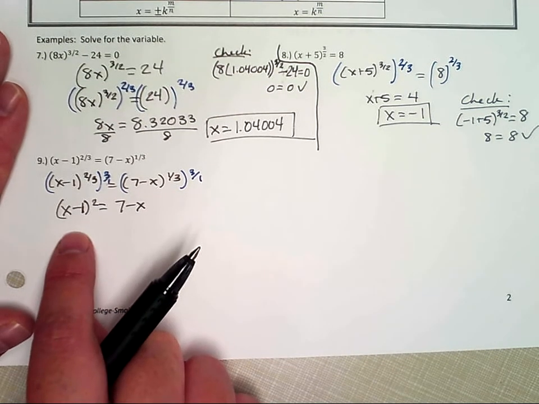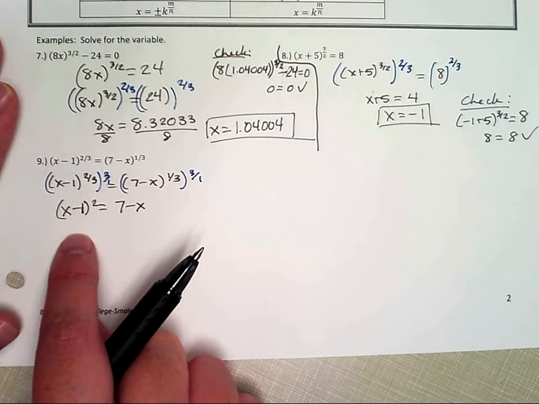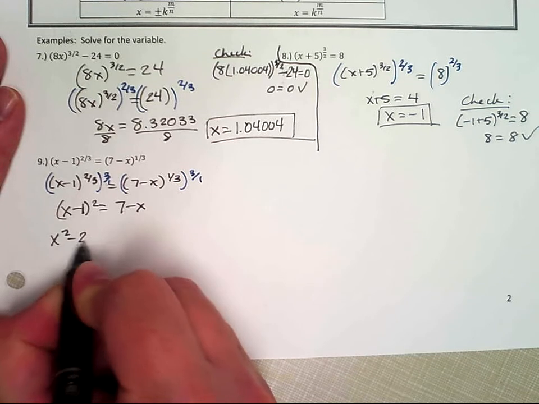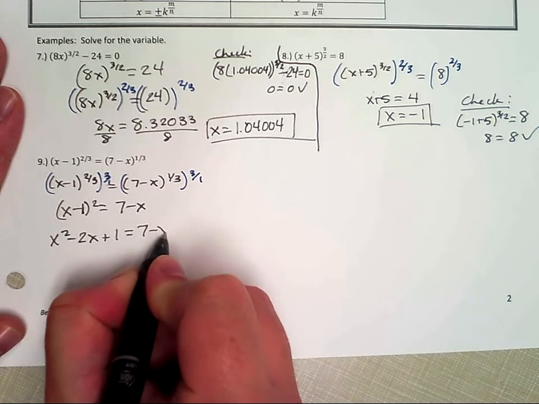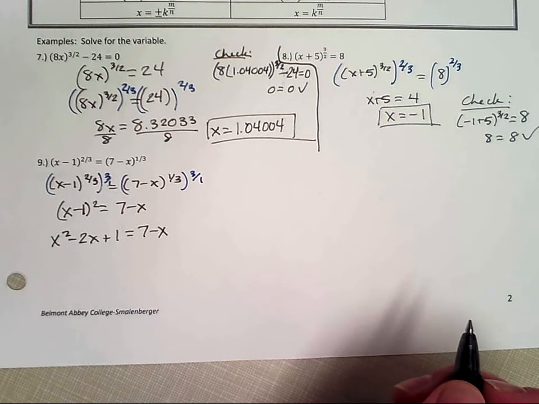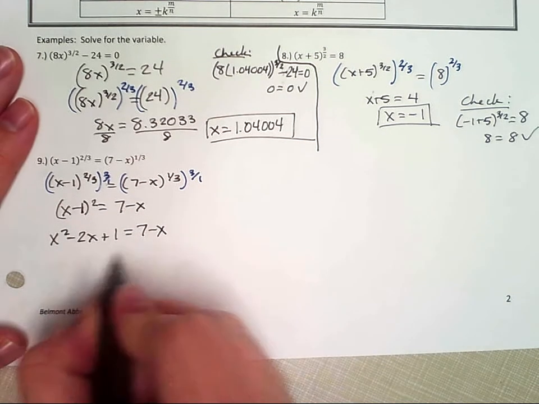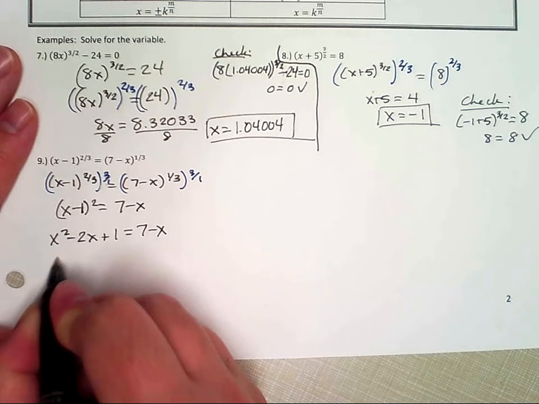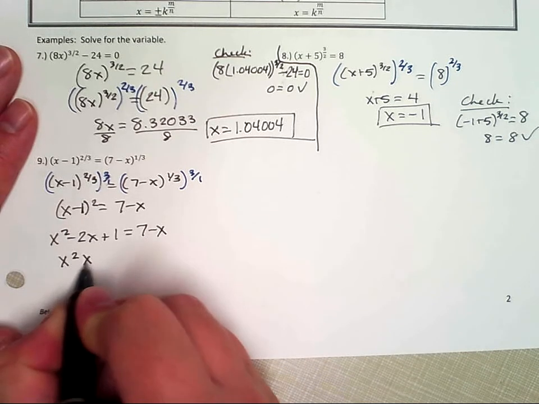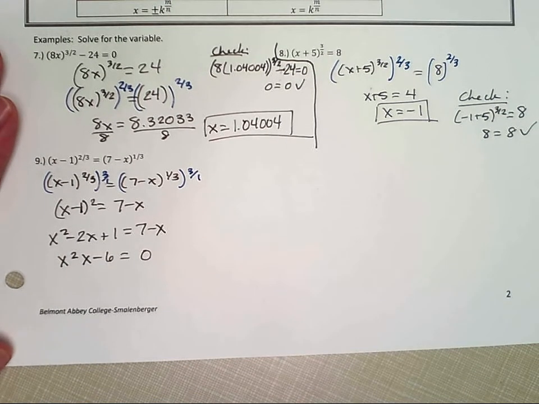Okay, so now what do I need to do on the left-hand side for the squared? I need to FOIL it, right? So I get x squared minus 2x plus 1 equals 7 minus x. So now what type of an equation do I have? Quadratic. So I need to get it equal to 0 in order to solve. So I'm going to add x over, and I'm going to subtract 7 over. Once I get it equal to 0, then I need to factor.